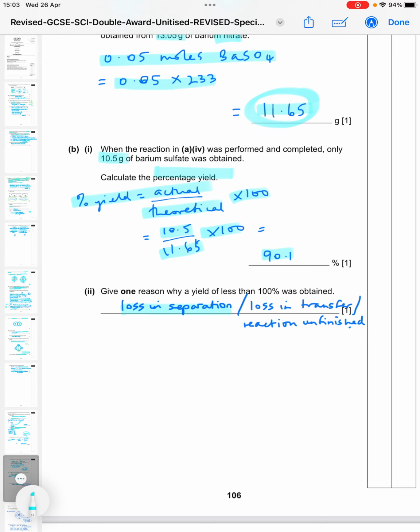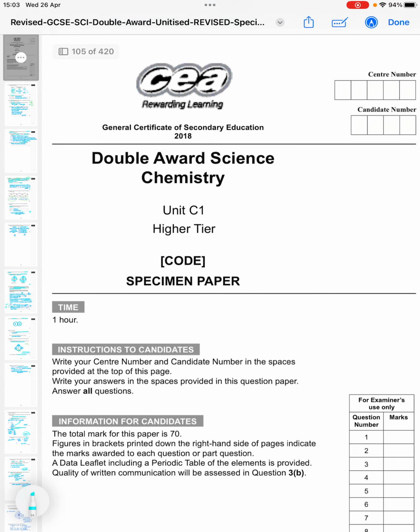And give one reason why a yield of less than 100% was obtained. You get a loss in the separation or a loss in transfer, or you could say the reaction was unfinished. Any one of those will give you your mark.